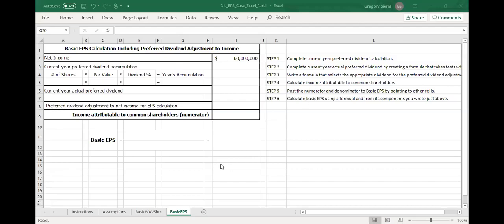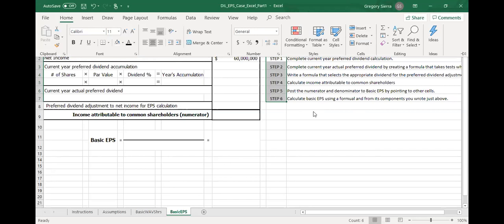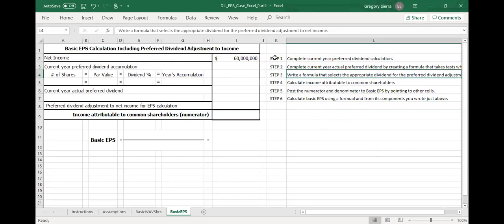All right, this is the second video for the EPS Excel case. In this part, we already have calculated the basic weighted average shares. So all we're gonna do here is figure out the dividend adjustment and then put it all together. It shouldn't take very long. So let's follow the steps. Let me clean this up a little bit and format first. All right, I feel better now that I centered those.